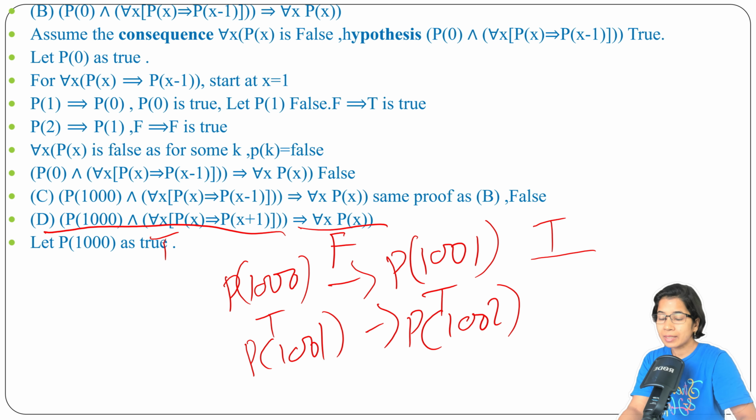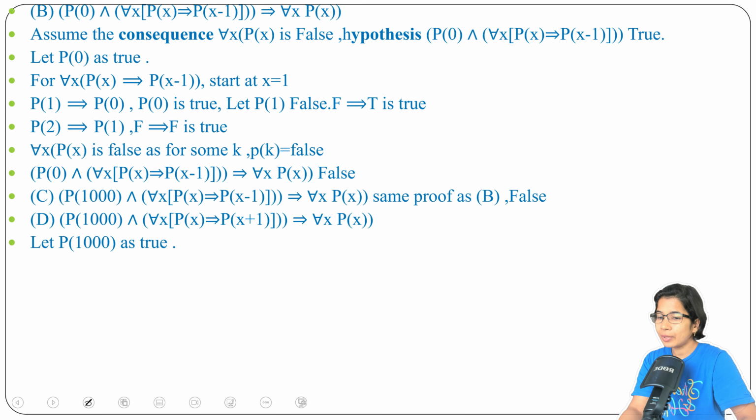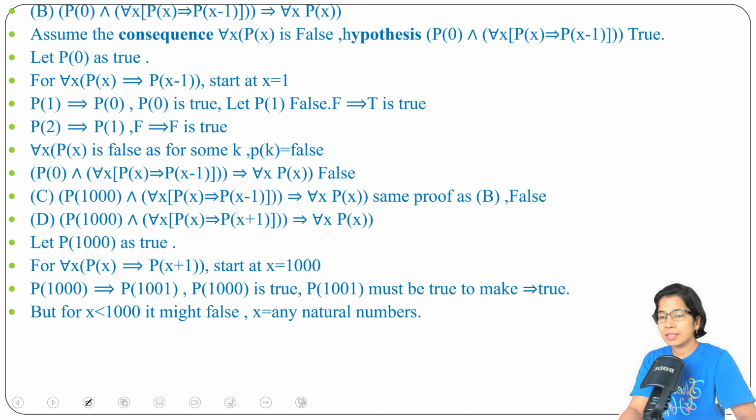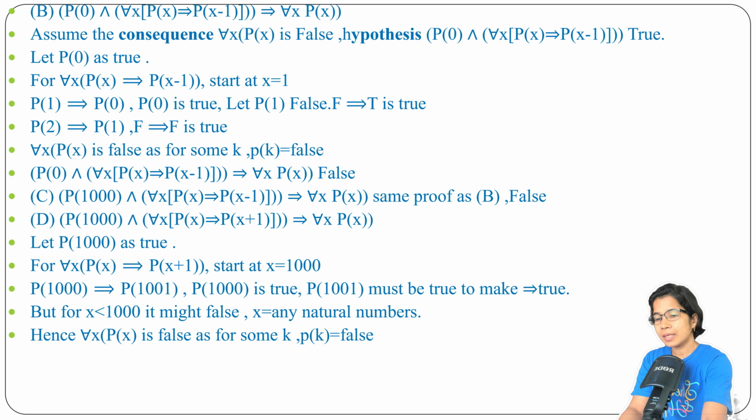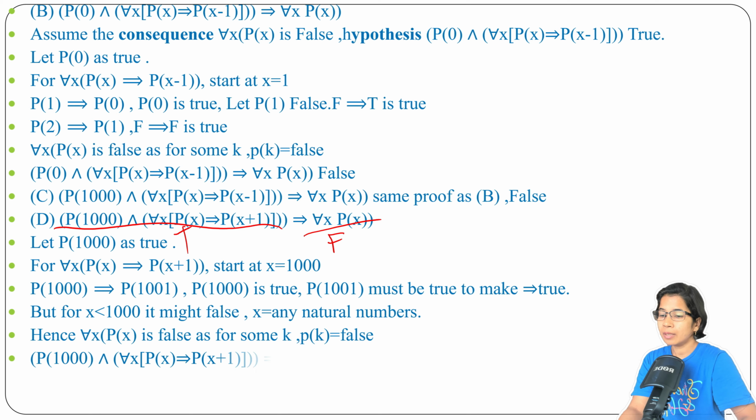But what is x? x can be any positive natural number. So when the x value is less than 1000, this may be false, right? Hence for all x, p of x is false. This is true for all x values greater than or equal to 1000, but this might be false when the x value is less than 1000. And for all x, p of x means for all x values, x is any natural number. As the right side is false, if the left side is true, this whole implication will be false.